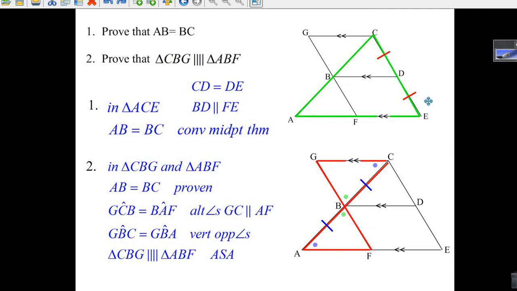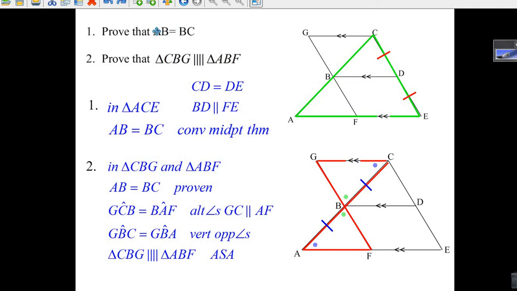If I know that I have parallel lines in this green triangle, and if I know that this side equals this side, then D must be a midpoint. That means AB must equal BC. I just have to give the reason. The reason is the converse of the midpoint theorem, given that they're parallel, and I've got one of the midpoints, DE equals DE. That's the answer.